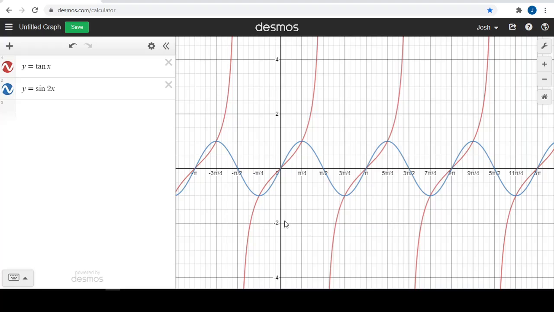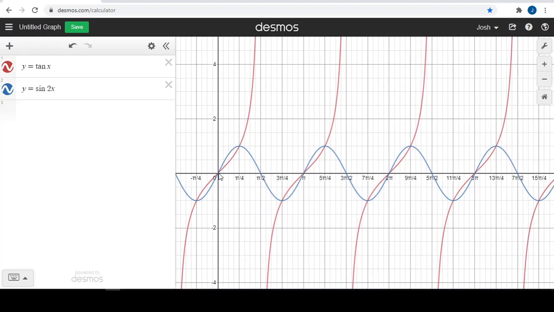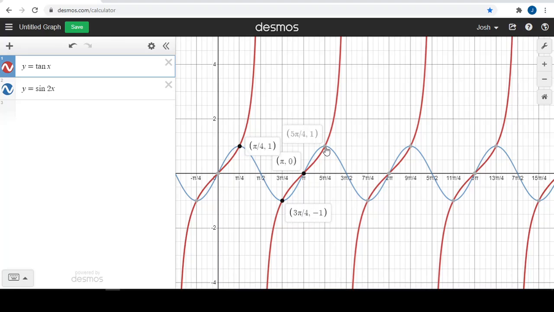Okay, and we had our points of intersection. Remember, (0, 0) was one of them. You can see that there. There's another one at pi over 4 and 1. Another one at 3 pi over 4 and -1. Pi and 0. 5 pi over 4, 7 pi over 4. There they were. Those are all the ones that we found, 1, 2, 3, 4, 5, 6 of them. And then, of course, there's lots after that.